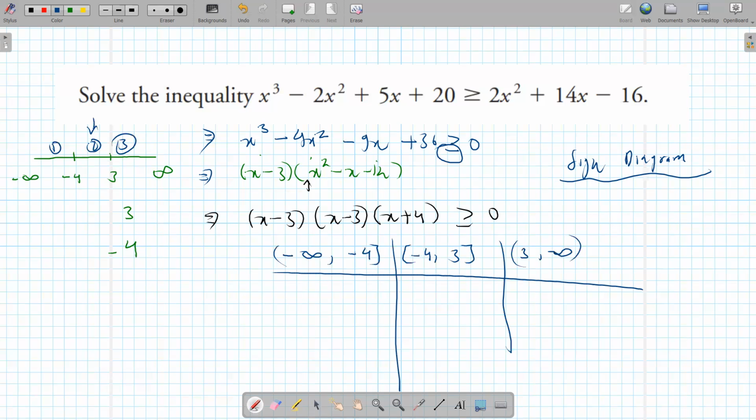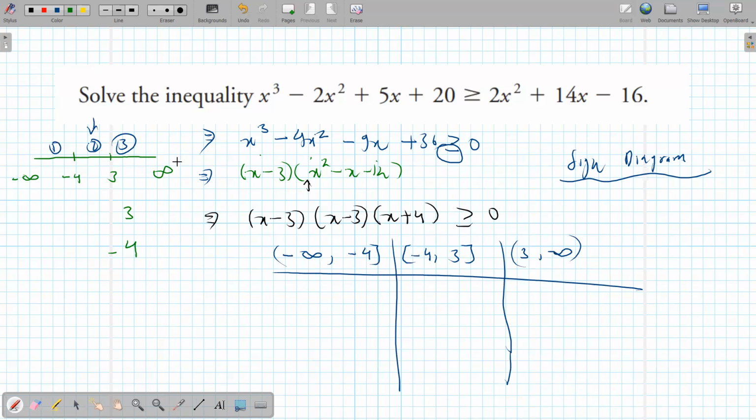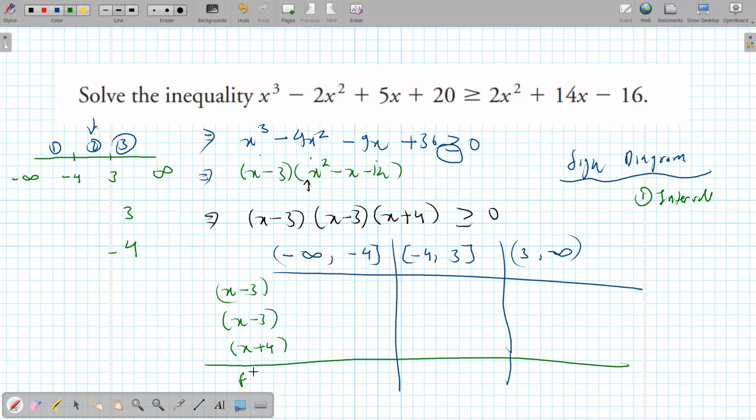And now, instead of graphing it, we're going to deduce algebraically whether it's positive or negative. So step 1 is to make the intervals using the number line and the x-intercepts. Step 2 is to do this. x minus 3 is there, x minus 3 is there, x plus 4 is here, and then we have the entire thing, which I'm going to call f of x, okay?